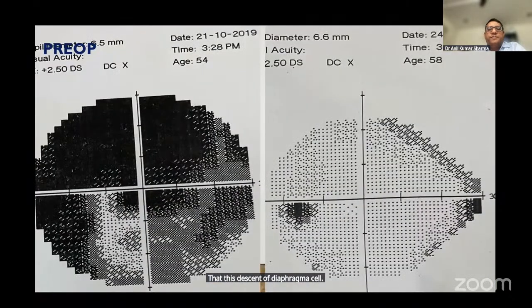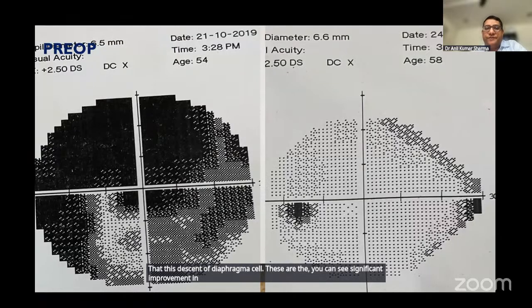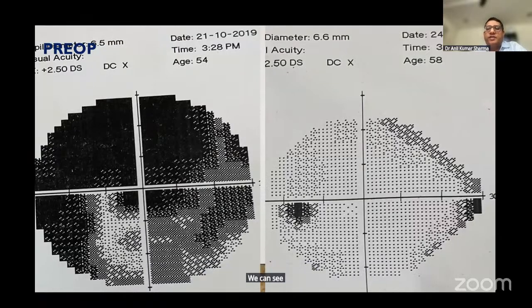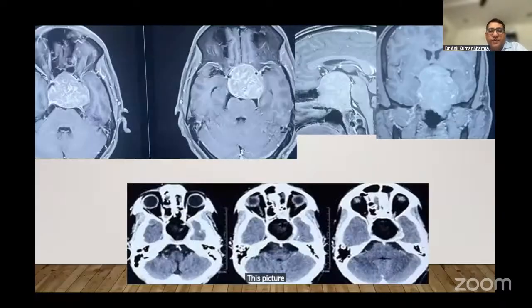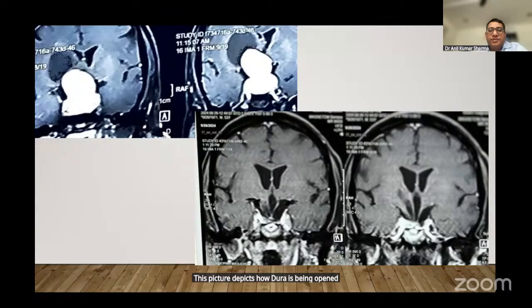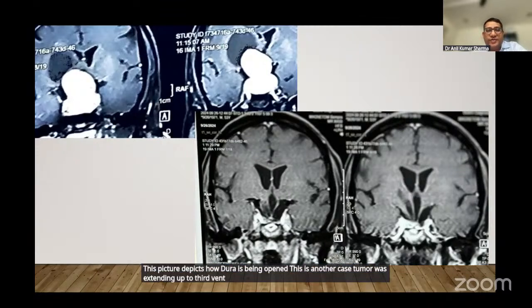We can see a significant improvement in the vision and visual field. We can see it in the preoperative and follow-up perimetry visual fields. This picture depicts how the dura is being opened. This is another case where the tumor was extending up to the third ventricle, and the tumor has been resected. But one peculiar finding in this case was a cystic attachment, and this patient had hemiparesis also, which improved over a period of time.